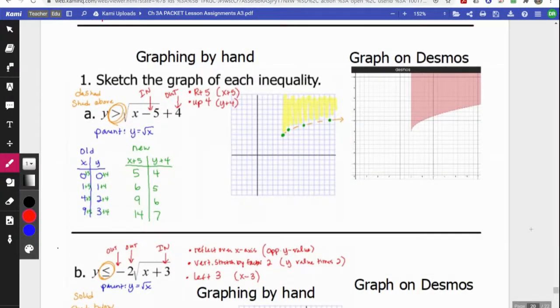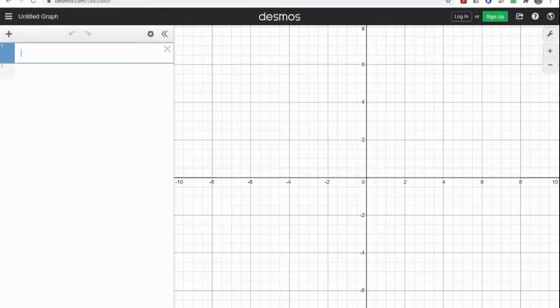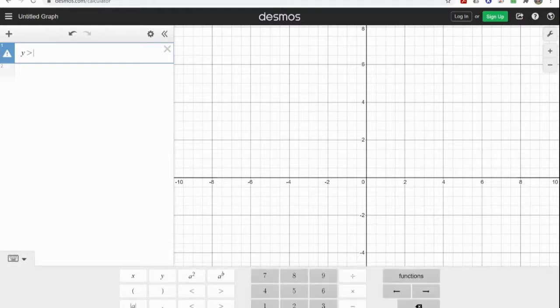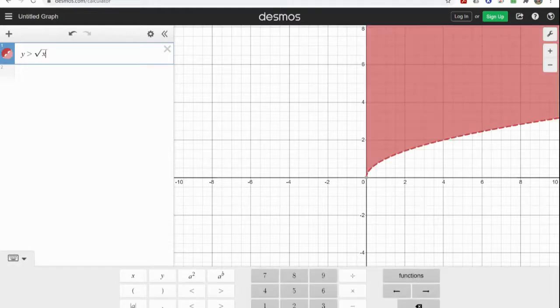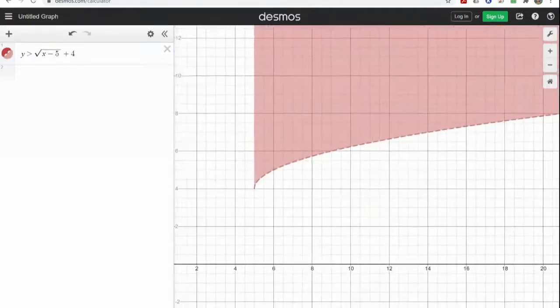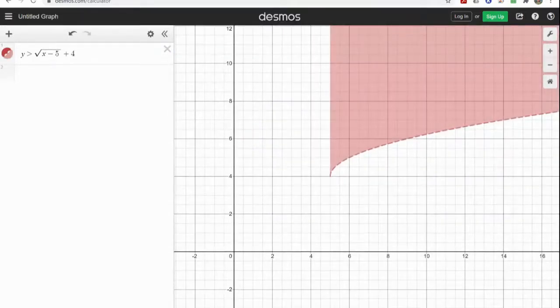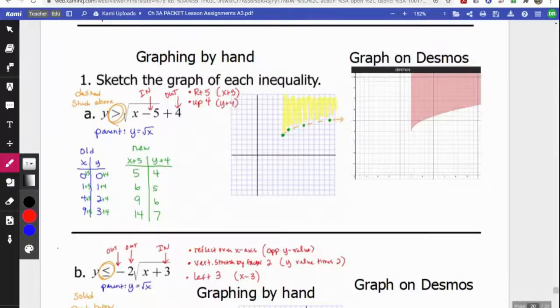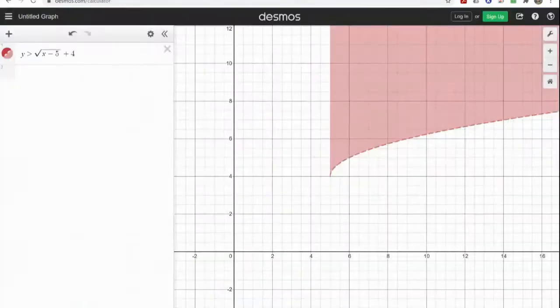So I'm going to go ahead and graph this on Desmos right away, just so we can kind of get a picture of what we're dealing with and how to do it. So y is greater than the square root of x minus 5, plus 4. y is greater than, square root's down here, square root of x minus 5, and then outside plus 4. So let's look at our graph. You can see it, and in our packet, we should get something that looks the same. Scale may be different, that's fine. Minus 5 plus 4 I put, right?